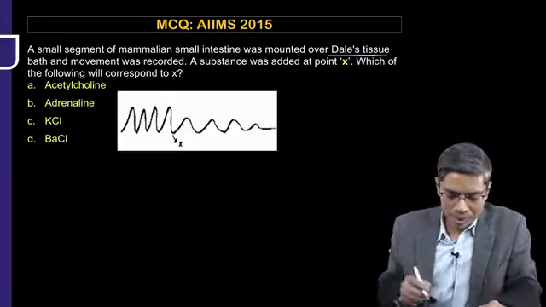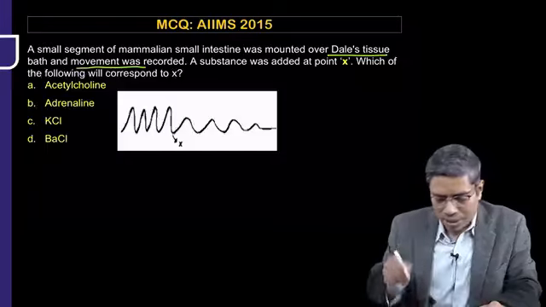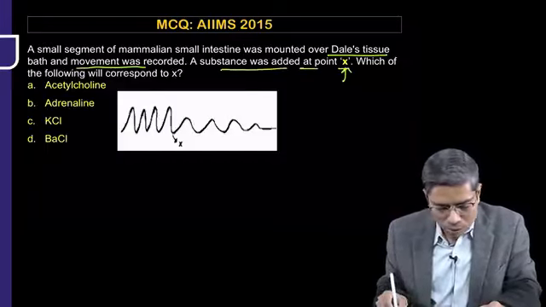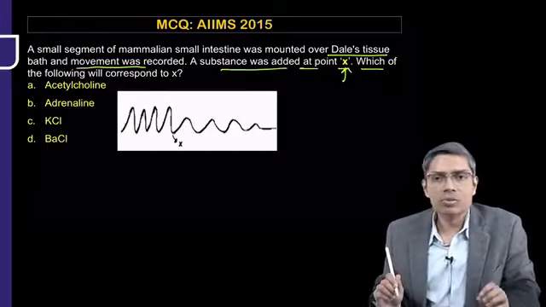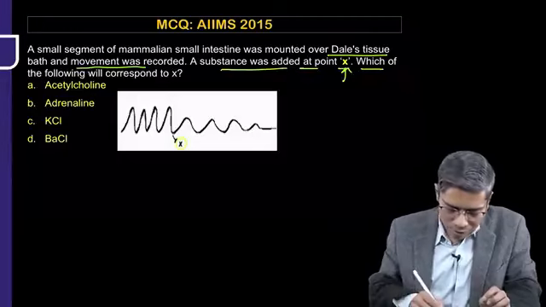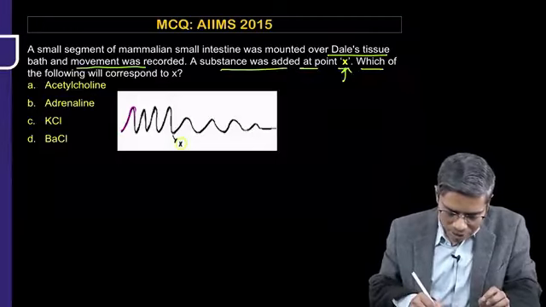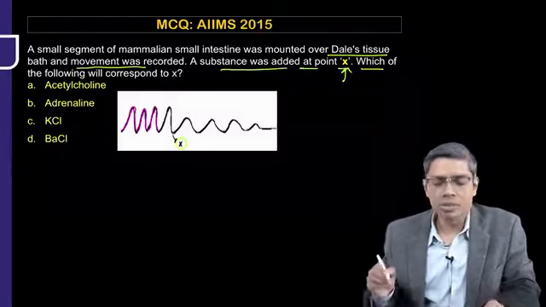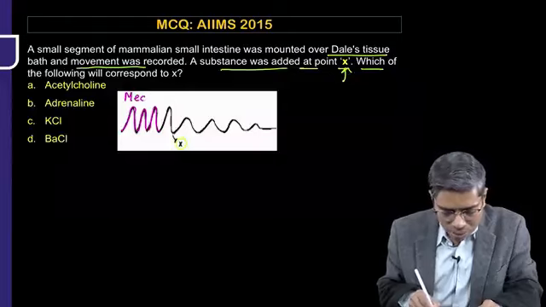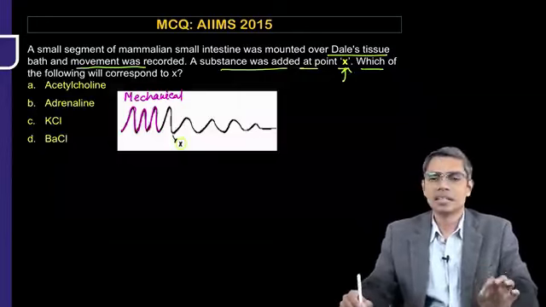Look at the question. Movement was recorded. A substance was added at point X. Which of the following corresponds to X? So look here, there is a diagram given. Contraction, relaxation, contraction, relaxation, contraction, relaxation of the smooth muscle of the GIT. So this is basically not your BER. This is basically mechanical contraction and relaxation.